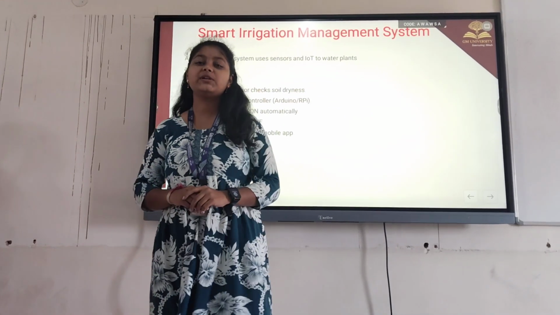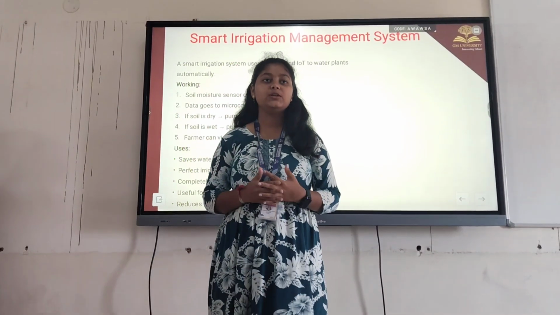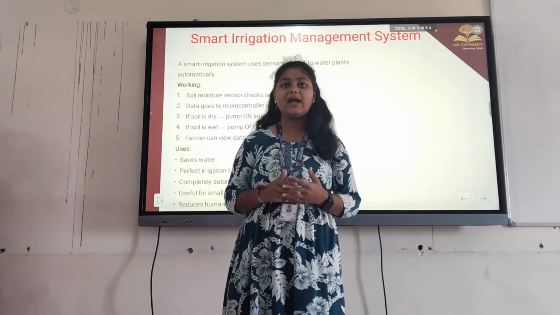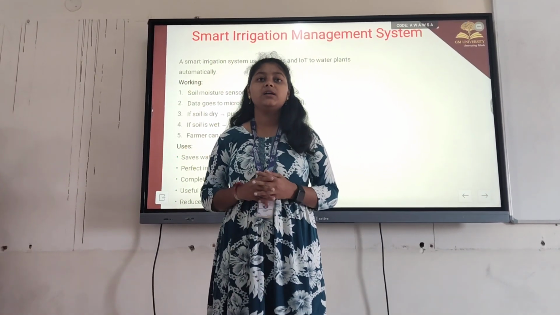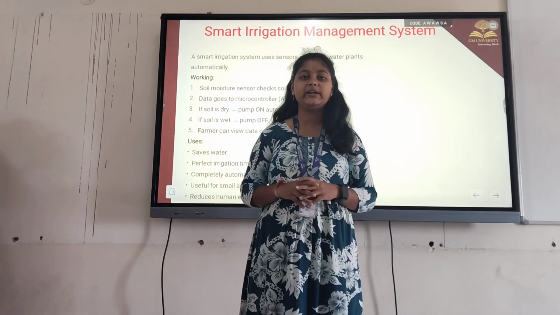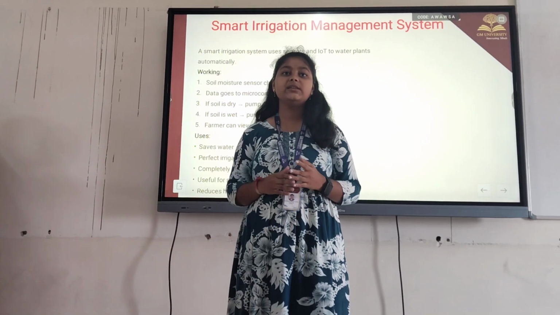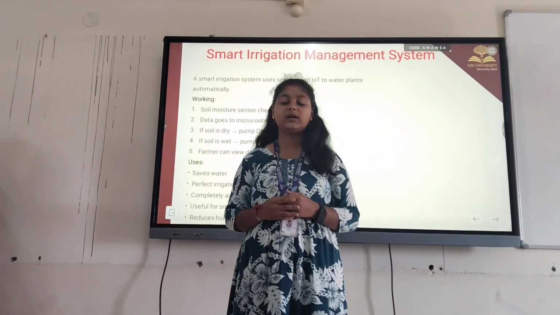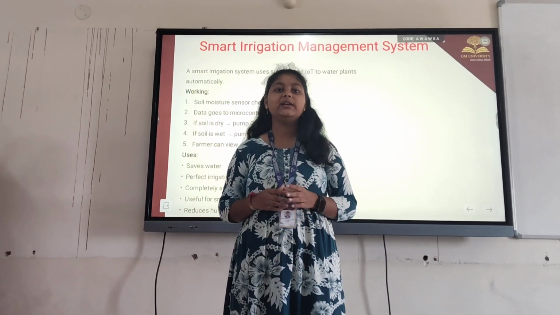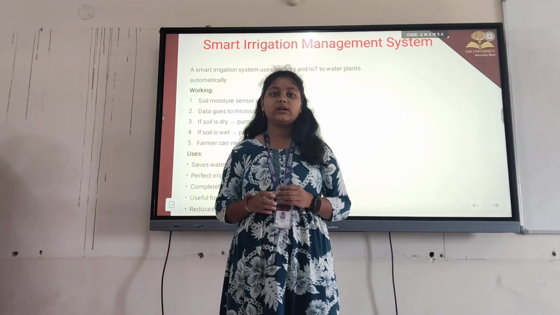Smart irrigation management system. It is a modern way of watering plants automatically using IoT sensors and technology. It helps farmers to water plants automatically when it is needed. How it works: the soil moisture sensor is placed in the soil and detects the soil moisture continuously. When it is needed, it sends messages or signals to the microcontroller or the Raspberry Pi which we use. It automatically turns the pump on when needed, and when it is not necessary, it turns off the pump.